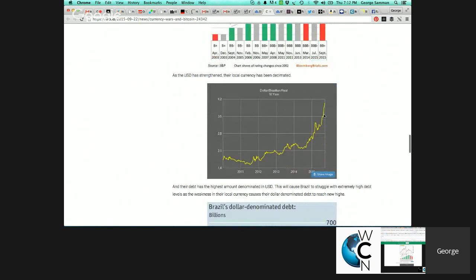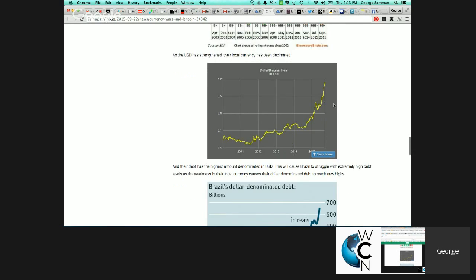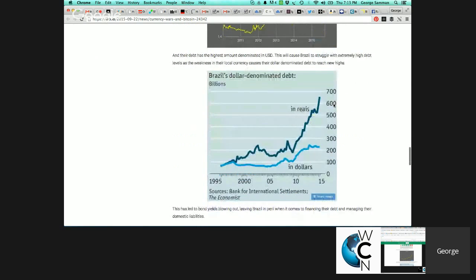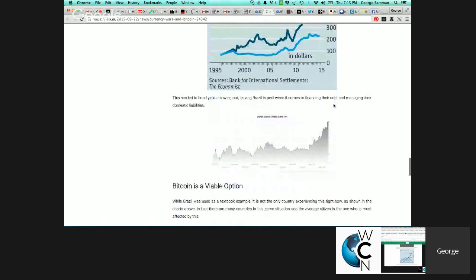As the U.S. dollar has gone higher, this is the dollar versus the real. The real is at near all-time lows versus the U.S. dollar. In fact, I read somewhere that its credit default swaps are higher than Lebanon's right now. So here you have all the Brazilian debt that's denominated in U.S. dollars. It's a tremendous amount. It's really been crushing them.